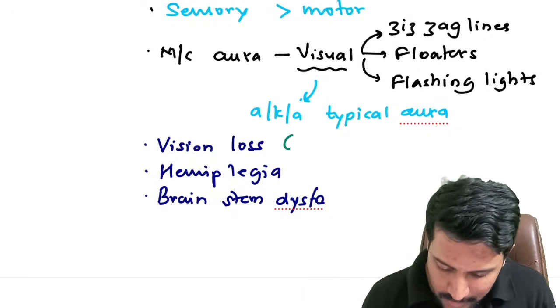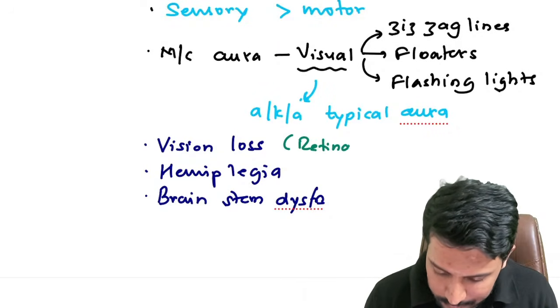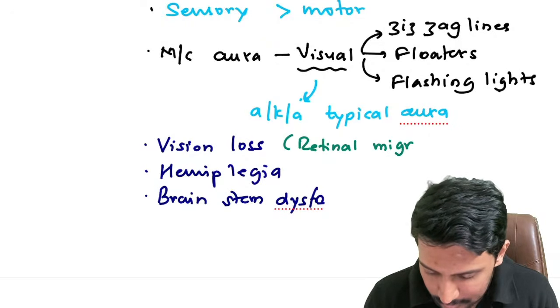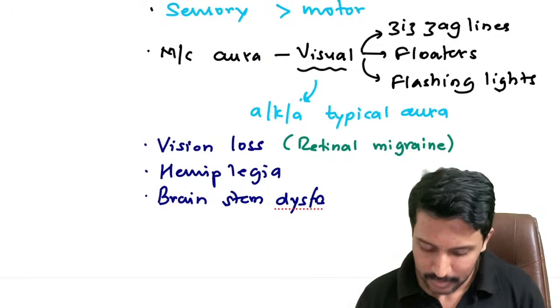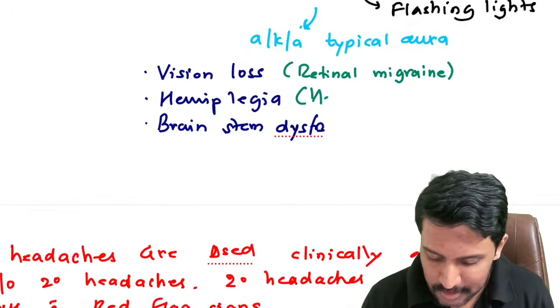So when vision loss happens, it is called as retinal migraine. Retinal migraine. If vision loss is part of the aura, we call it as retinal migraine. If hemiplegia occurs, it is called as hemiplegic migraine.